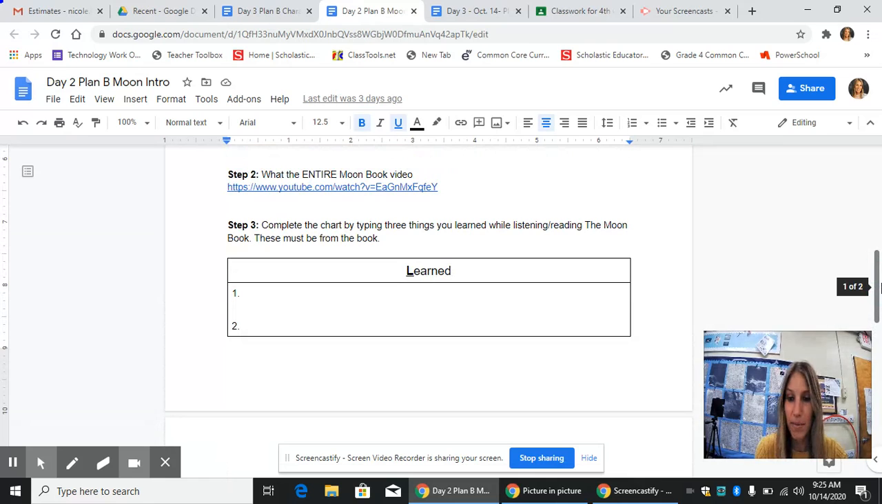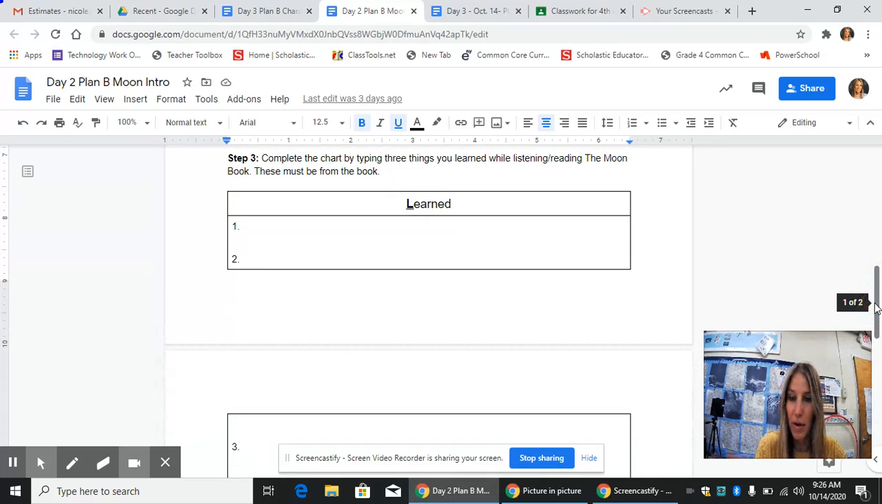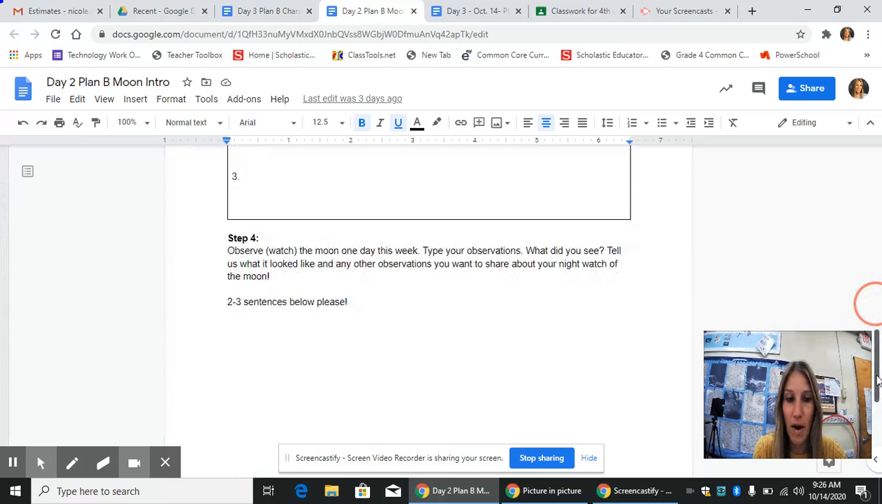What I recommend doing is having your whiteboard with you while you're reading or listening to the book, and write down 3 things you learn as you go, as you listen to it, so that when you go to step 3, all you have to do is just type what you wrote down, so that you don't have to go back and think, okay, what did I learn? If you're doing it as you go, as you're listening, it makes it a lot easier.